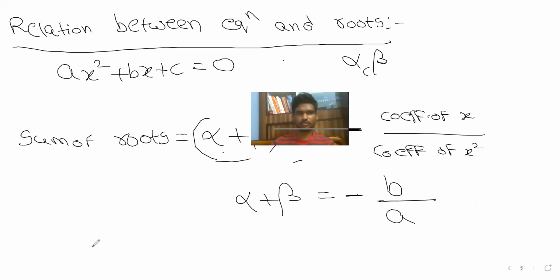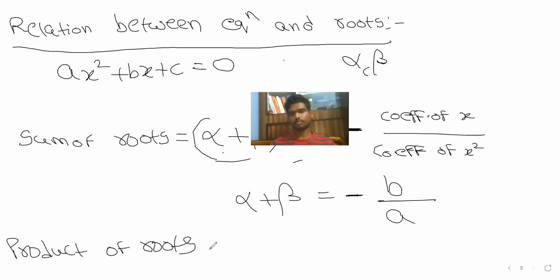Now here only we will do the product of the roots. Product means the multiplication, right? That is alpha into beta, correct?